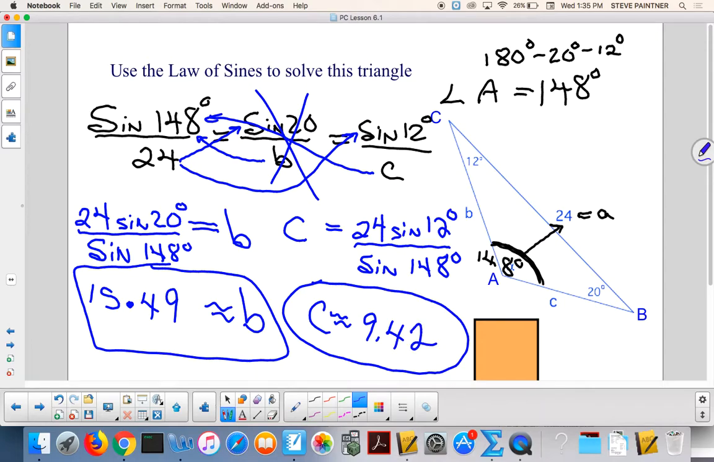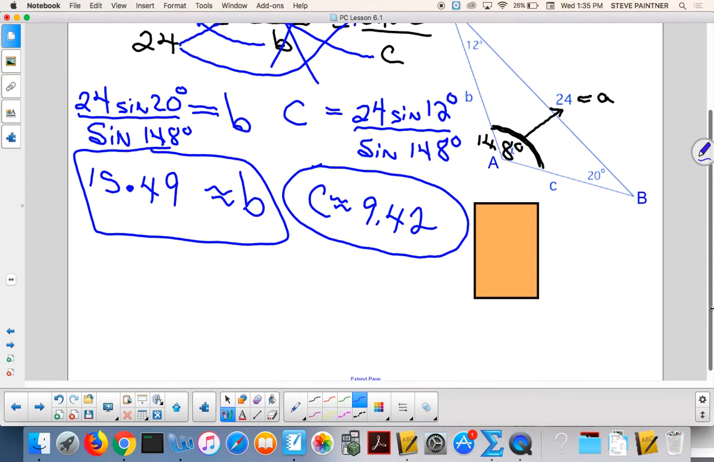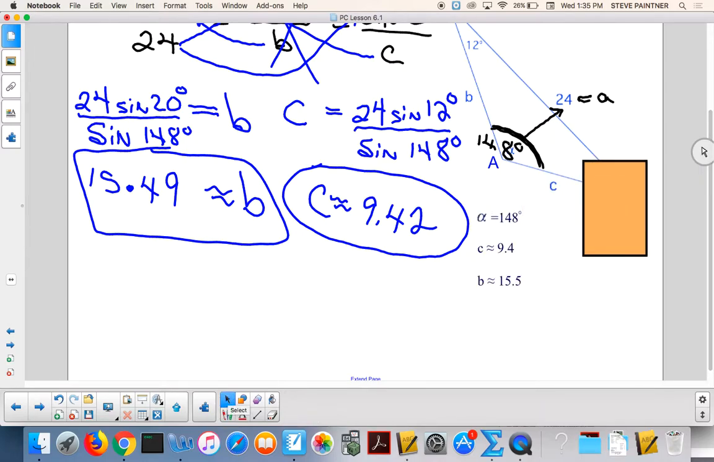Okay, so here's what you found. You found side B, you found side C, you found angle A, and it's a mess. And poor Mr. Glauser has to correct it. So make sure you put your information right here and just box it in so his eyes go straight to the answers. And there they are. We got that one, and we got that one, and we got 148. We're good. All right? Any questions on Law of Sine? So far, so good, right? Pretty easy, right?